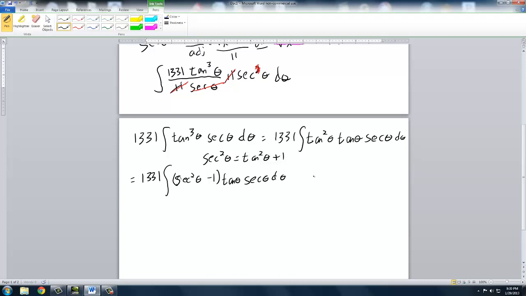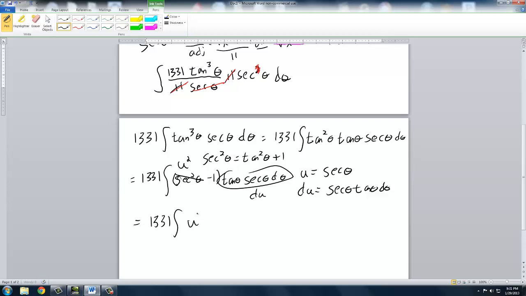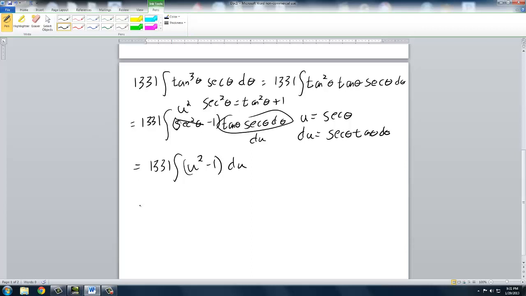And now look, we're set. So now we let u be secant theta. Why do we do this right now? Because du is secant theta tangent theta d theta, which covers all of this. So that's all in the du, and of course this is going to be u squared. So this is u squared minus 1 with that 1331 out front: 1331 integral of u squared minus 1 du, which is equal to 1331 times u to the third over 3 minus u. Don't forget your simple power rules for integrals.